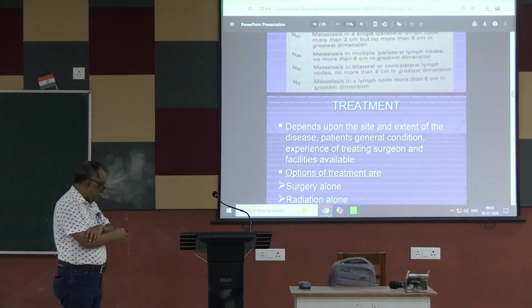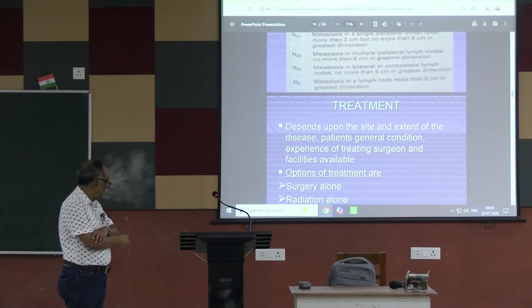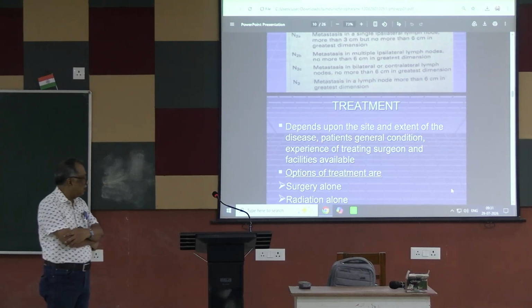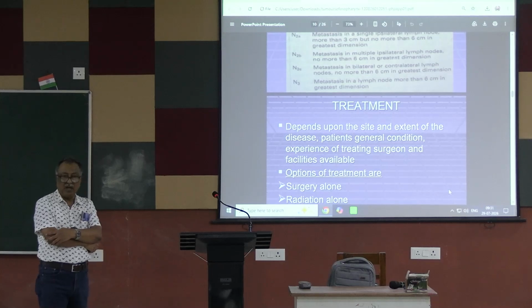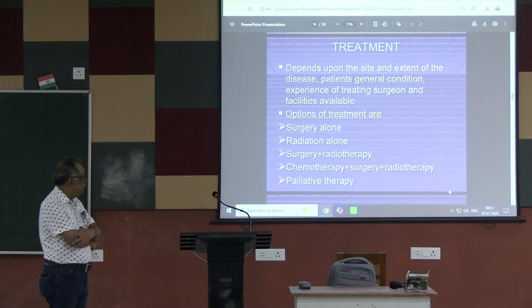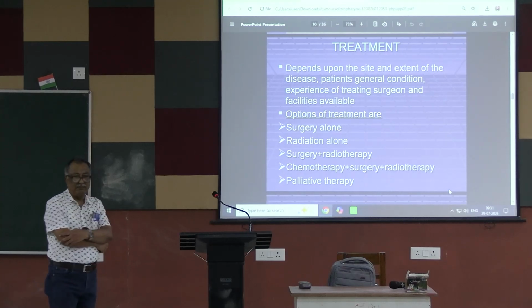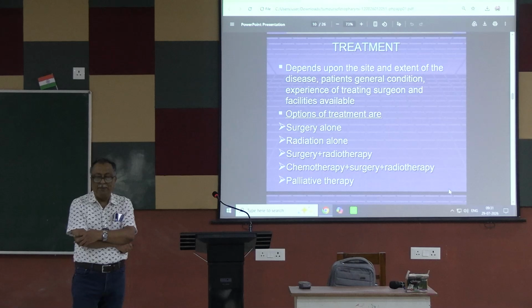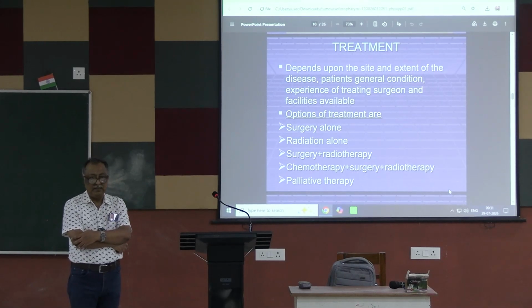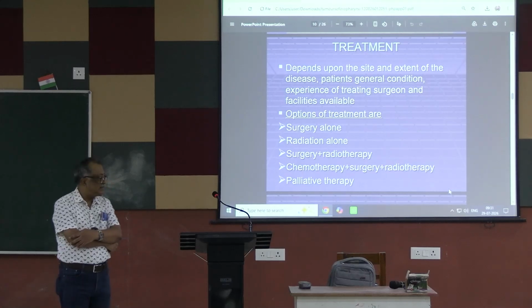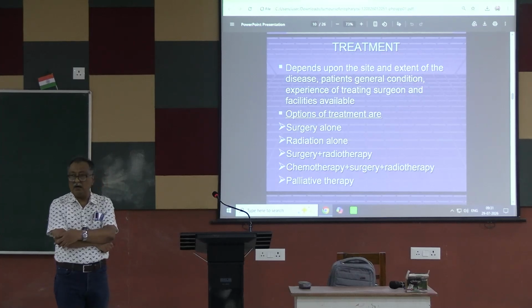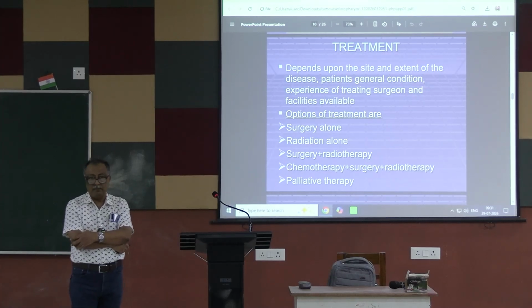The treatment options are surgery alone, radiation alone, or surgery and radiation, which is a sandwich program. Sometimes chemotherapy is also added, along with surgery, and palliative therapy. What is palliative therapy? It is used when the disease is beyond our scope: there is massive metastasis of the neck glands, metastasis in the liver, metastasis in the bone, and the general condition of the patient is very, very poor.